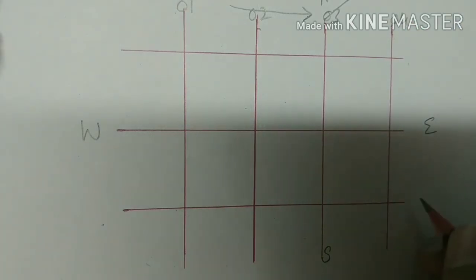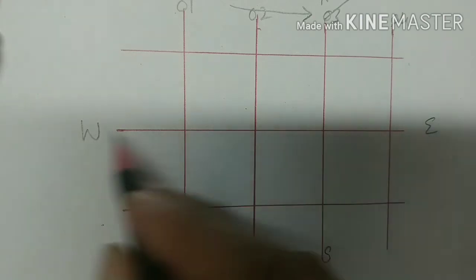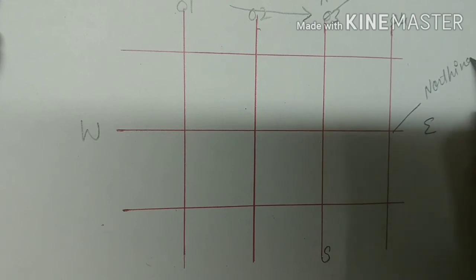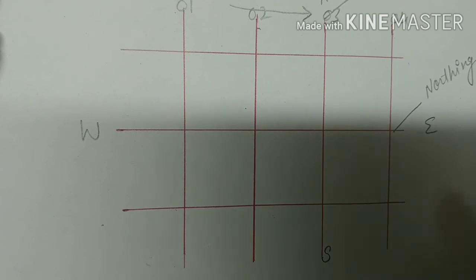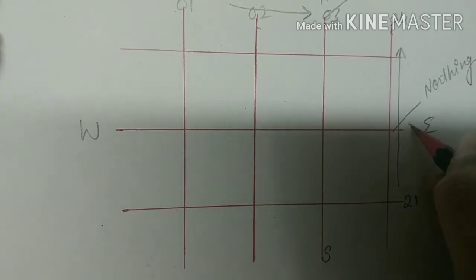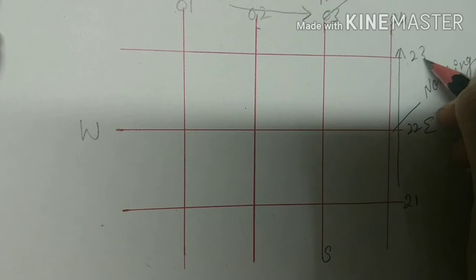Same on this side. The lines which run from east to west are called the northing lines. Why are these lines called the northing lines? Because the numbers increase towards the northern side, like 21, 22, 23.